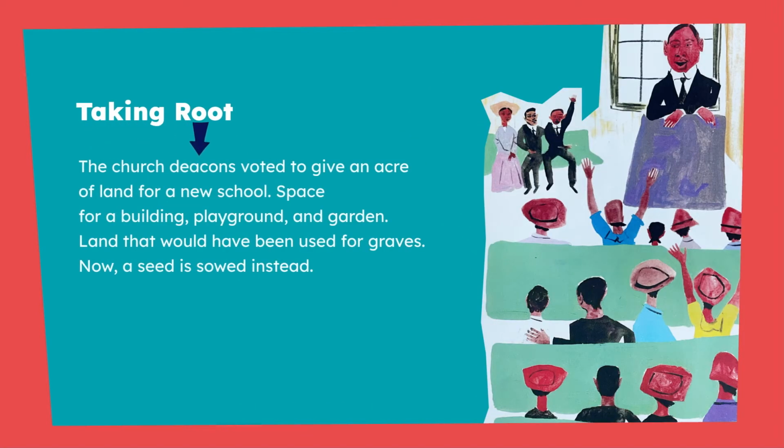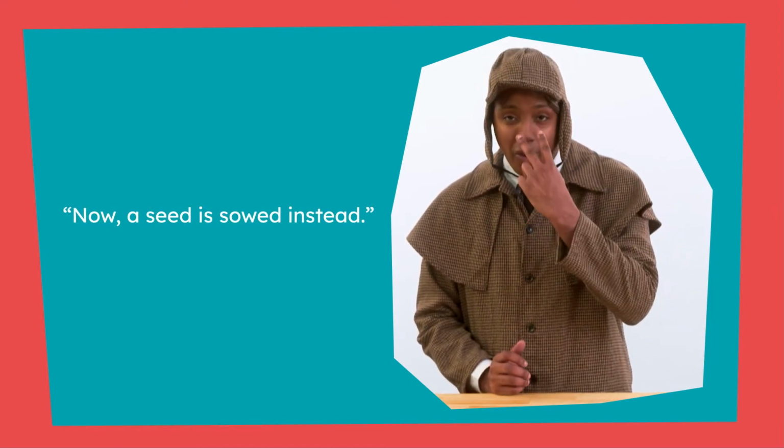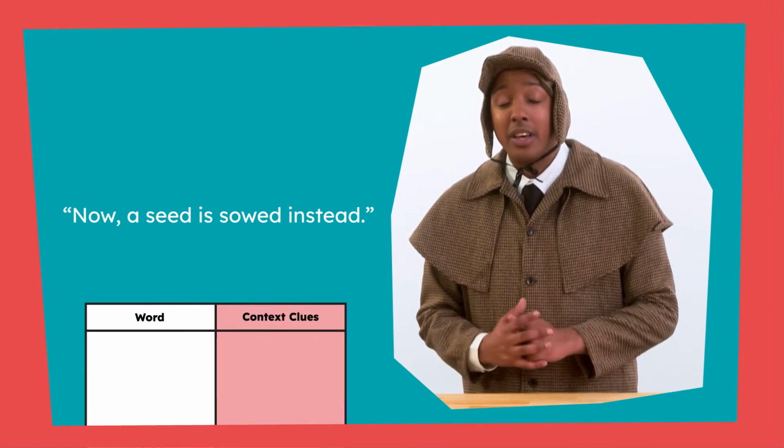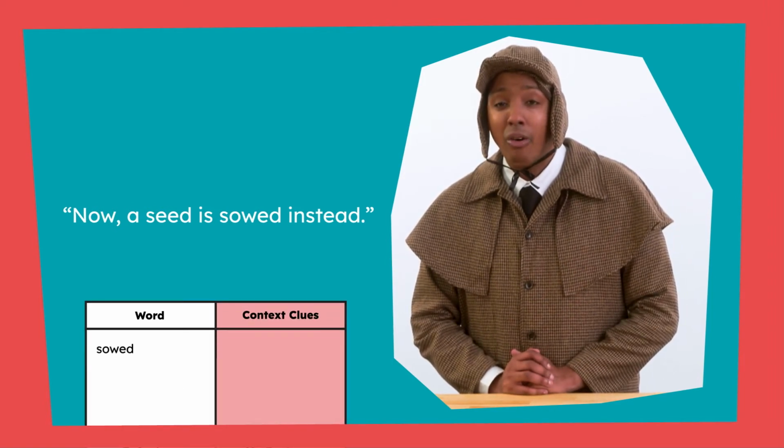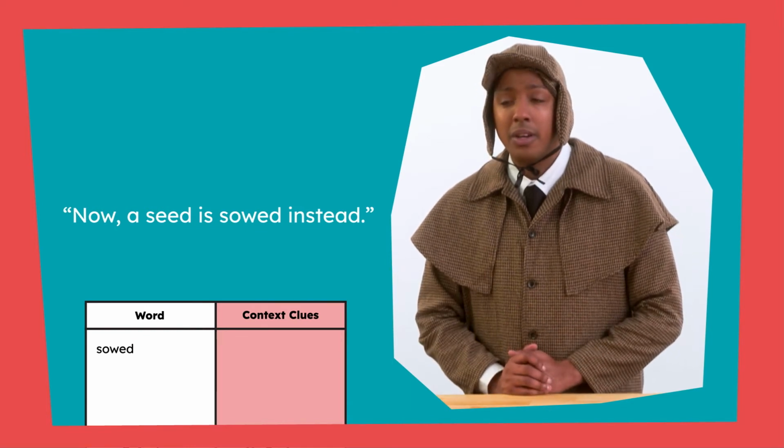The church deacons voted to give an acre of land for a new school, space for a building, playground and garden, land that would have been used for graves. Now, a seed is sowed instead. The sentence containing our unknown word sowed reads, now, a seed is sowed instead. Watch as on my graphic organizer, I write the word sowed in our first box. Now, I will reread the sentence to look for context clues that can be used to help us understand the meaning of the unknown word.